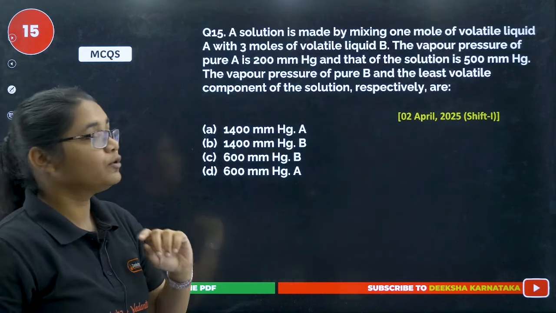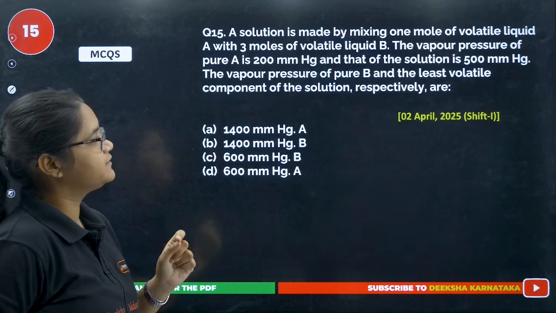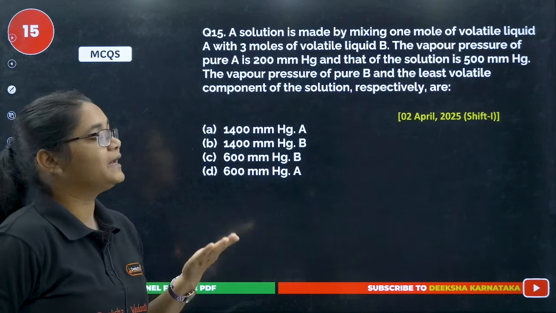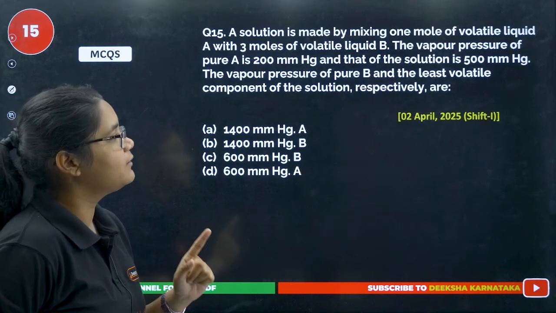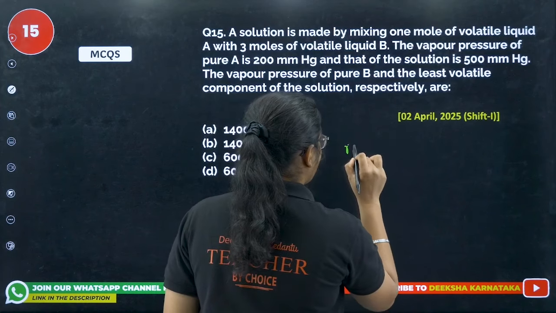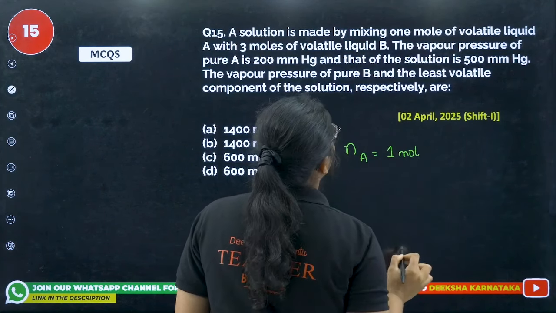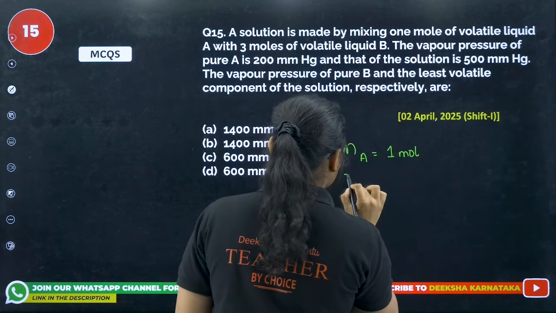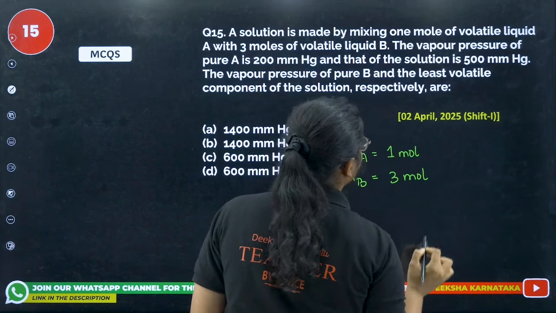Okay, next we'll go to 15th question here. A solution is made by mixing 1 mole of volatile liquid A with 3 moles of volatile liquid B. So you have 1 mole of liquid A and 3 moles of volatile liquid B.